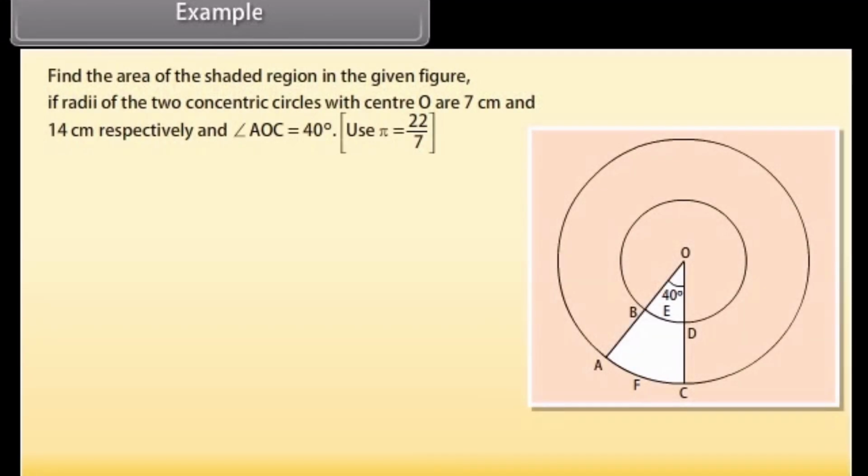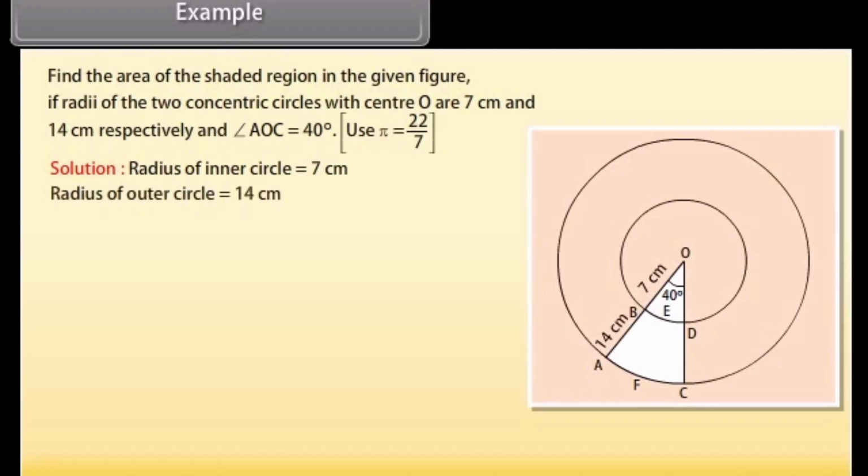Example. Find the area of the shaded region in the given figure if the radii of the 2 concentric circles with center O are 7 cm and 14 cm respectively, and angle AOC is 40 degree. Use pi as 22/7. Radius of inner circle equals 7 cm. Radius of outer circle equals 14 cm.